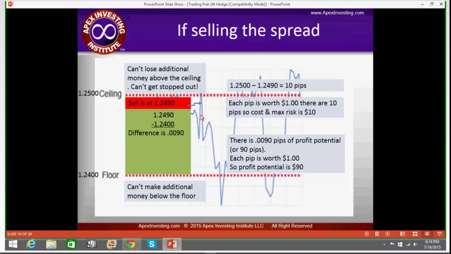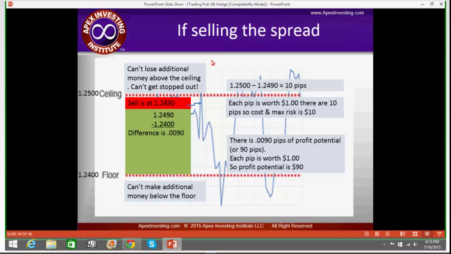So what if it does go in your favor? You sold at 24.90. The floor, the bottom of the spread, is 2,400. So 24.90 minus 2,400, that's 90 pips. Each pip is worth $1, so your max profit potential is $90. So if you sold right here at 24.90 and it went all the way down to 2,400, you made $90. Again, if it keeps going in your favor, you don't make any more past your floor.